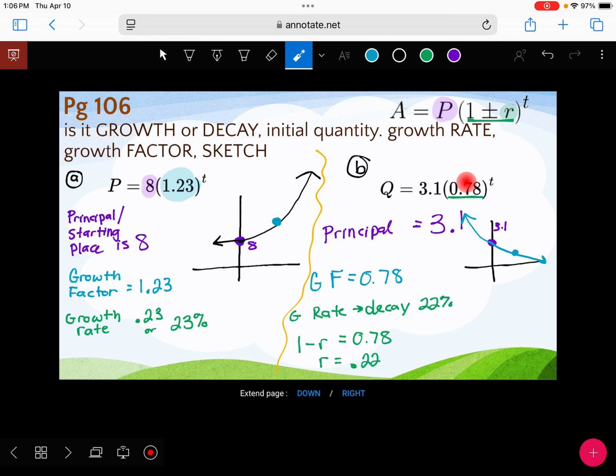So our growth factor is the chunk we have here. Our growth rate is what's being added or subtracted to the 1.